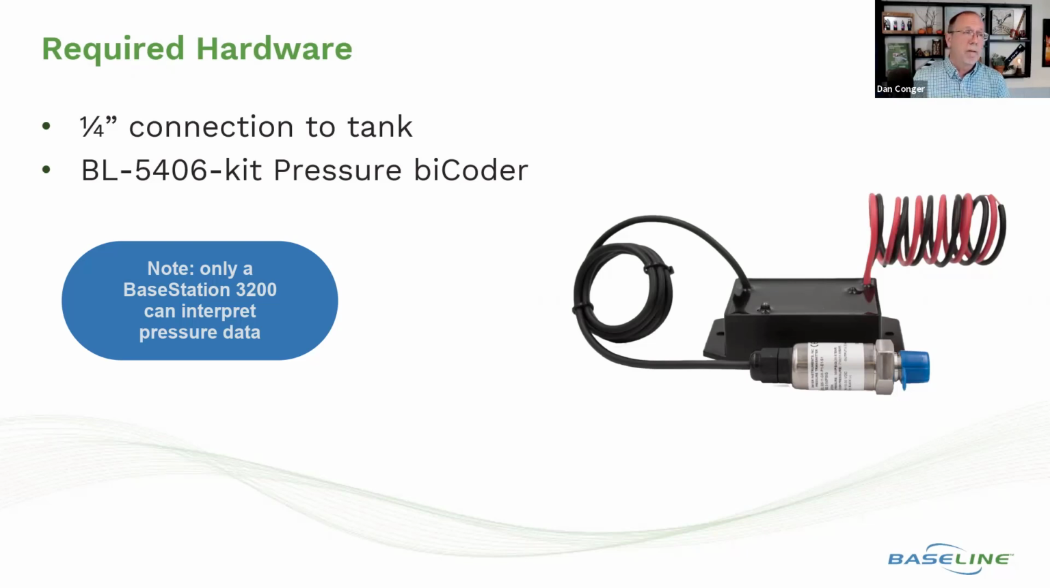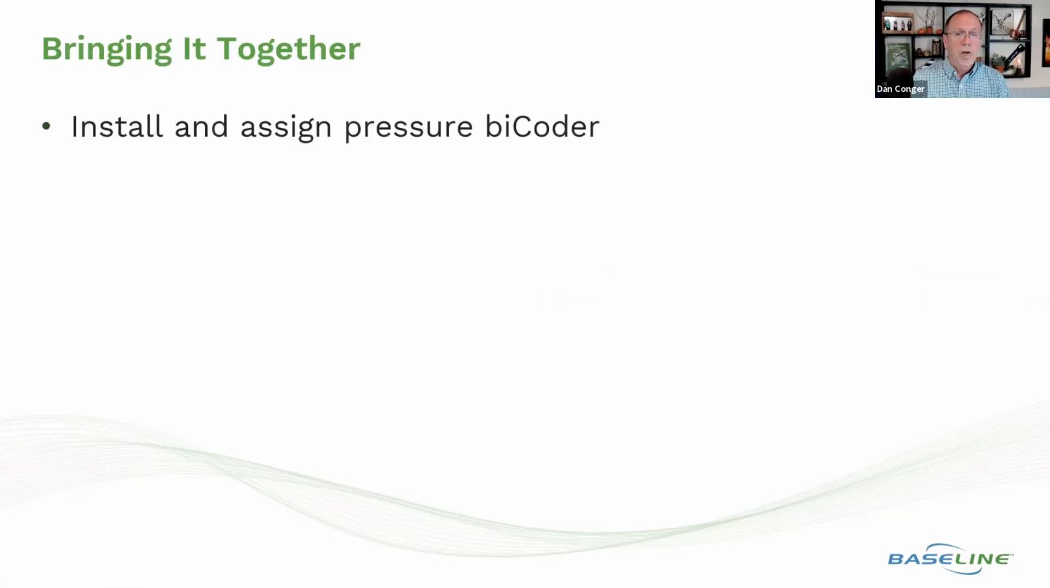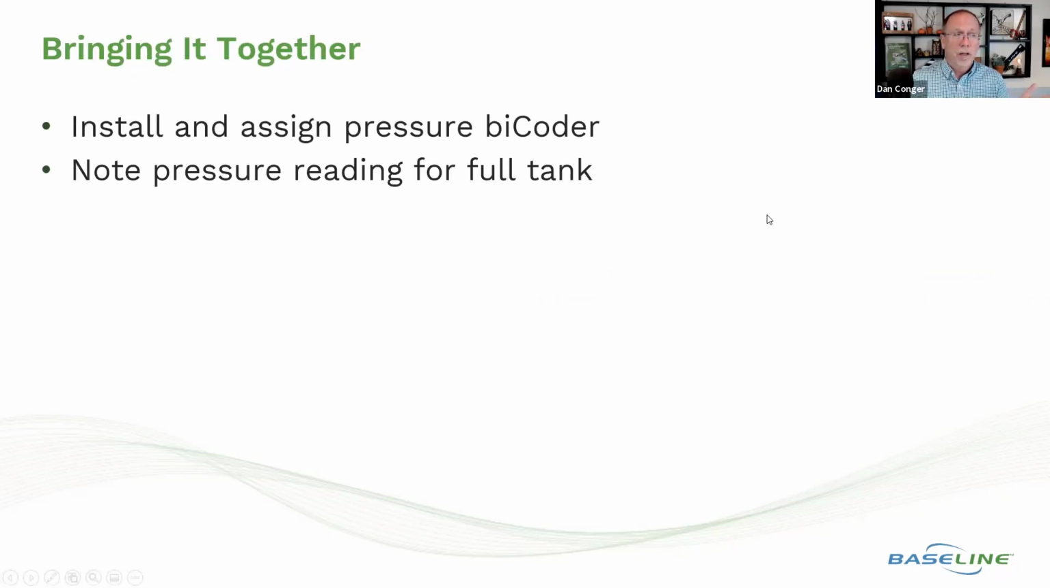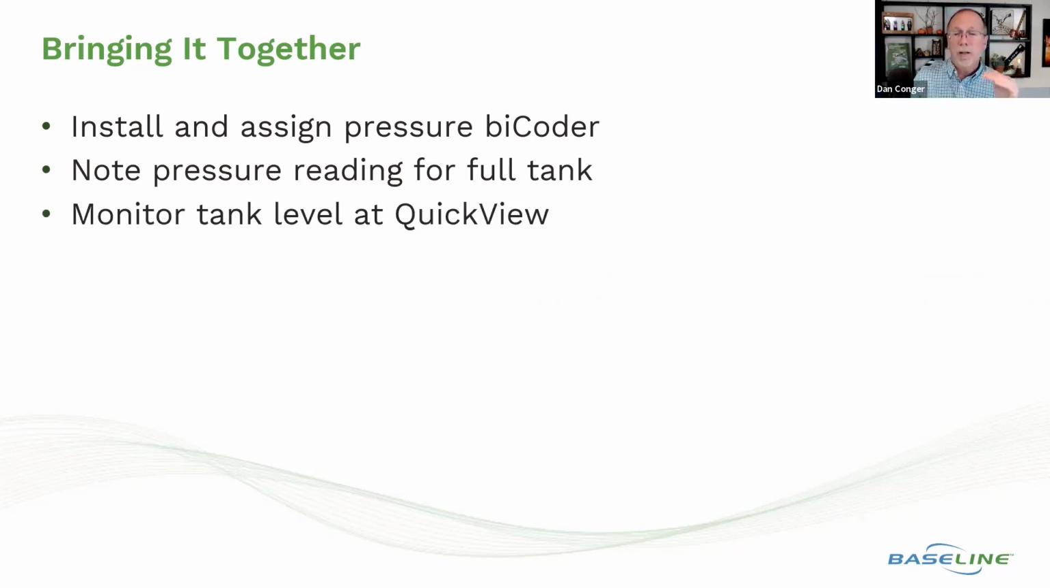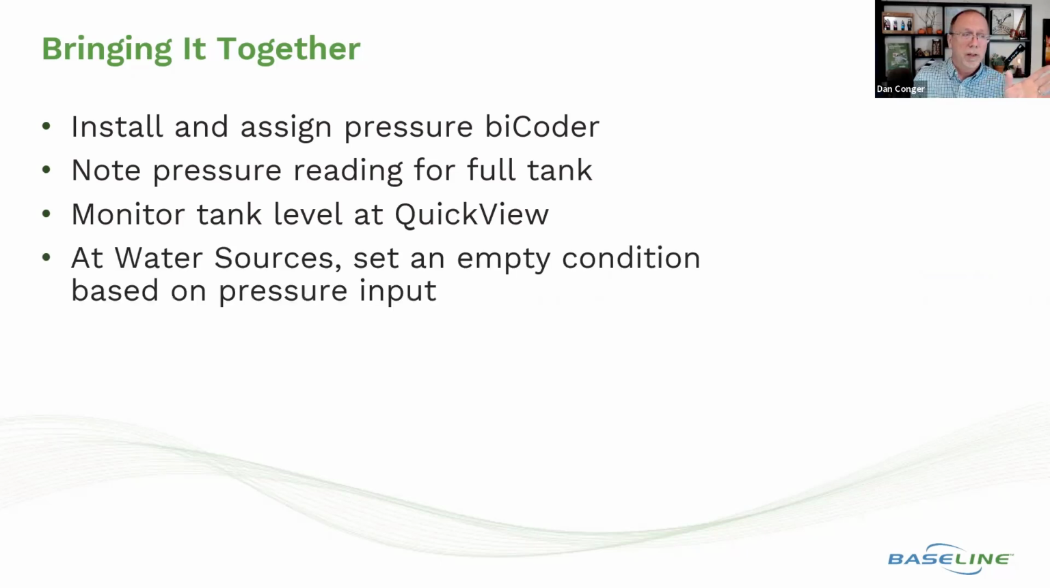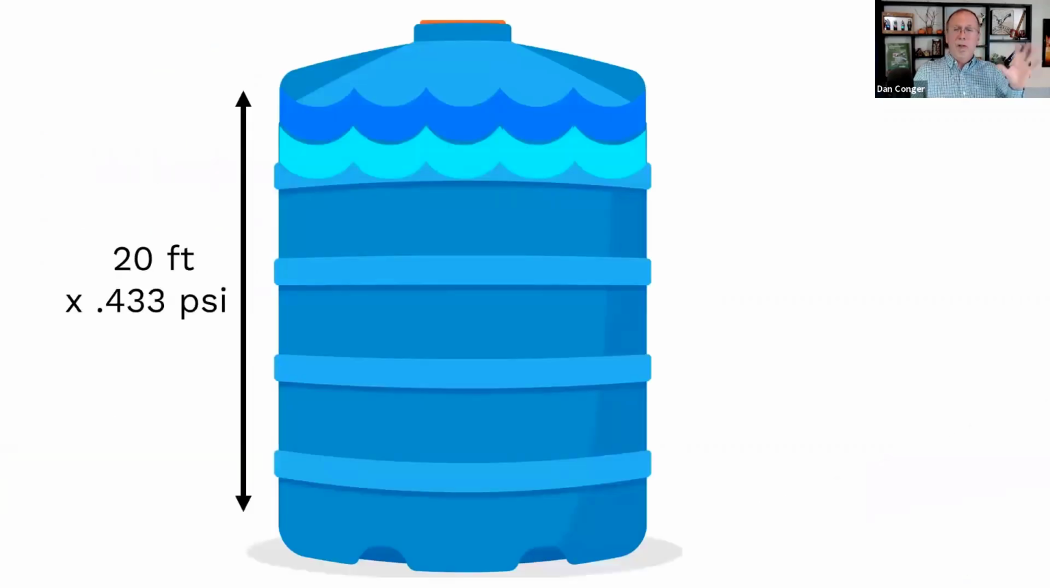Okay, so let's think about how we're going to pull that together. We're going to install and assign that pressure biCoder. That's important. We're going to note what that pressure reading is for a full tank. Whatever that pressure reading is when the tank is full, that's 100%. Then we can monitor that in Quick View. And then at water sources, we're going to set an empty condition. Before, we set an empty condition based on a soil moisture sensor; now we would do an empty condition based on pressure input.